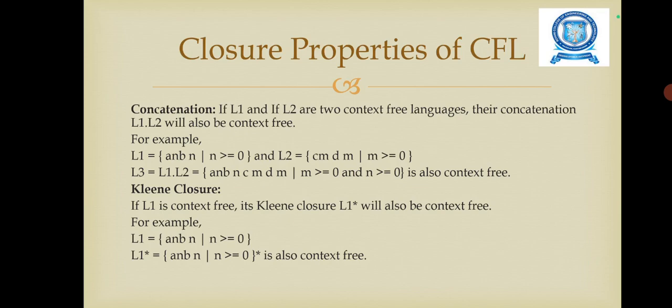Then the next one is Kleene closure. Here L1 is context-free. Its Kleene closure L1* will also be context-free. For example, L1 equals a^n b^n, n greater than or equal to 0. L1* means a^n b^n, n greater than or equal to 0, repeated. It is also a context-free grammar.